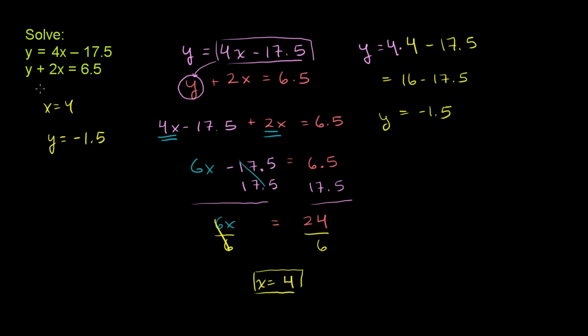And you can even verify that these two definitely work for the top one. If you put 4 times 4 minus 17.5, you get negative 1.5. But they also work for the second one. And let's do that. In the second one, if you take negative 1.5 plus 2 times x, plus 2 times 4, what does that equal? That's negative 1.5 plus 8. Well, negative 1.5 plus 8 is 6.5. So this x and y satisfy both of these equations.